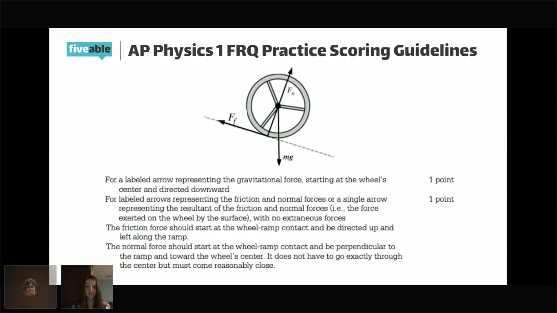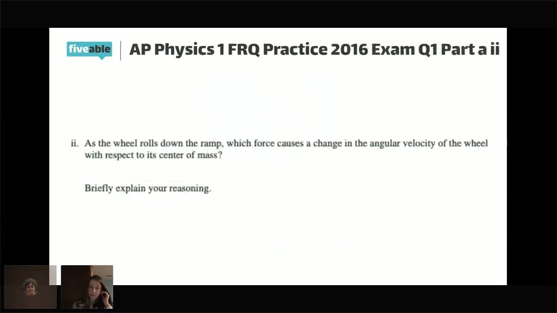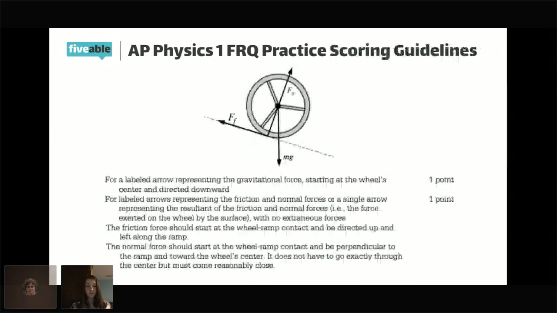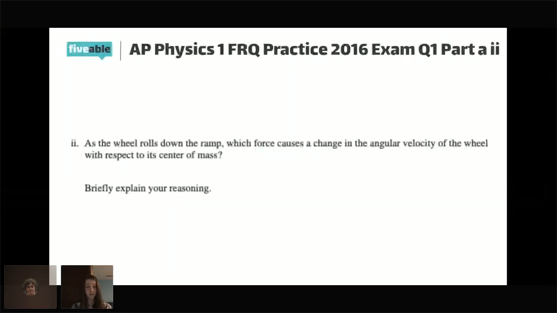So next part of the question, it says, as it rolls down the ramp, which force causes a change in the angular velocity of the wheel with respect to the center of mass? So I sort of touched on this, right? So let's look at the 3 forces that are acting on all 3 of them, and we can discard 2 of them as causing any torque at all, right? Because for something to change in angular velocity, it needs to cause a torque.